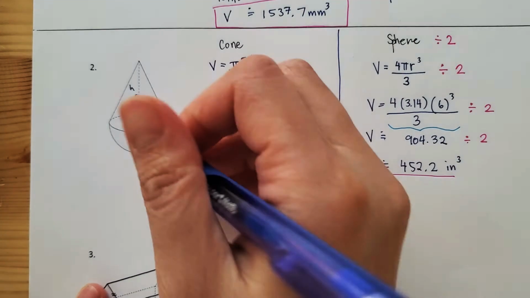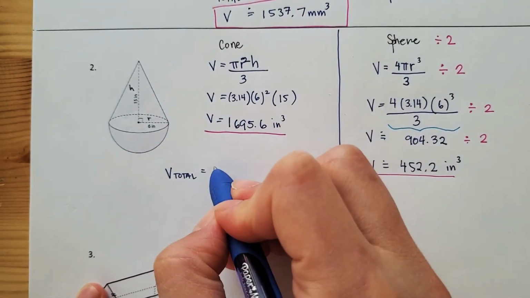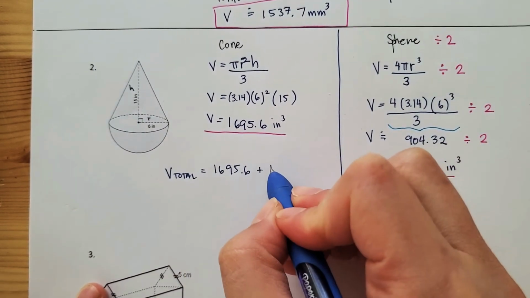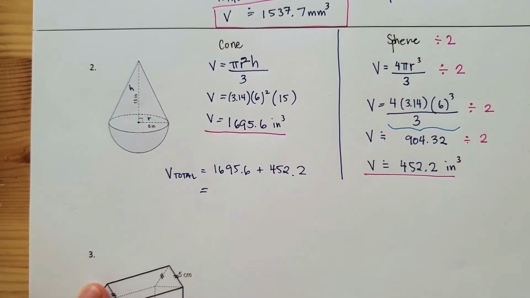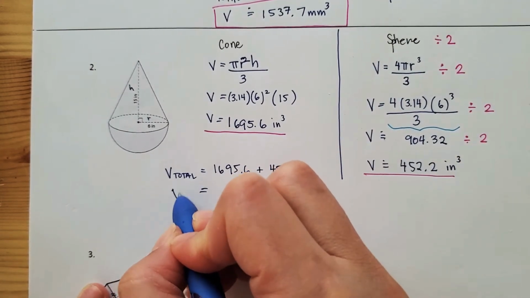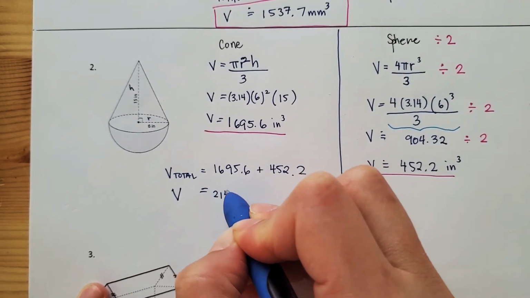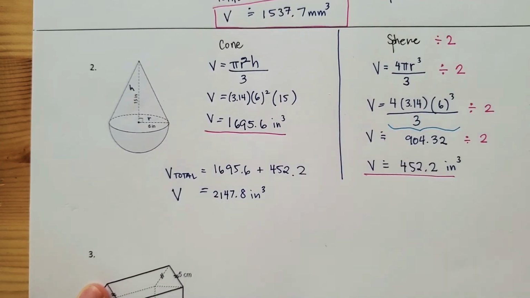So volume total is 1,695.6 plus 452.2. And that should give you 2,147.8. And don't forget your units, inches cubed.